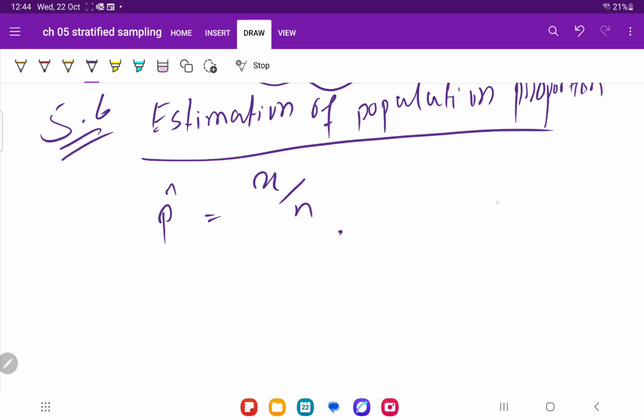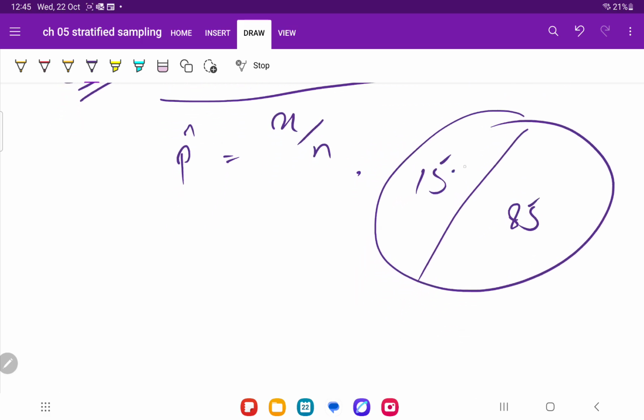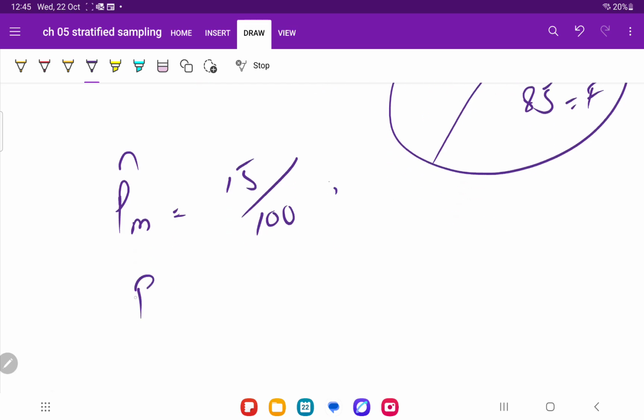So for example, we have the amount of female as 85 and male as 15. So if we would like to calculate the proportion of male, it will be 15 over 100. 15 plus 85 is the total. So if you would like to calculate the proportion of female, it should be 85 over 100. That is the proportion.